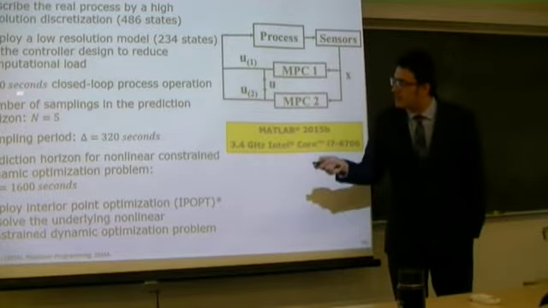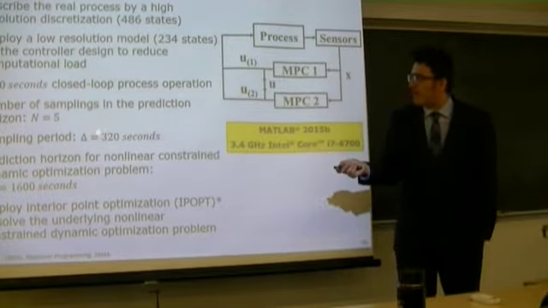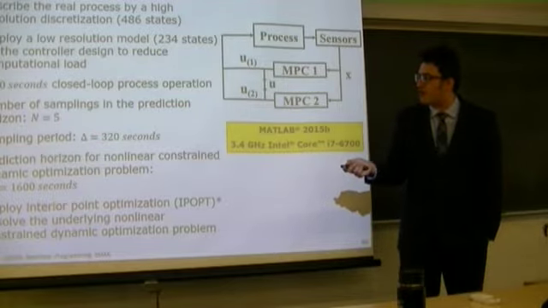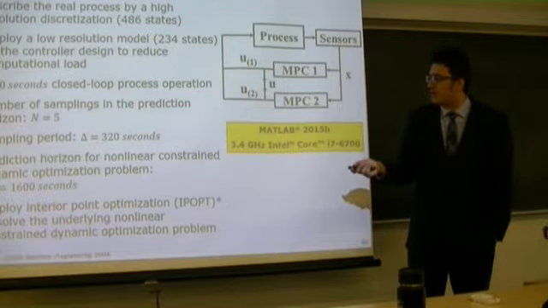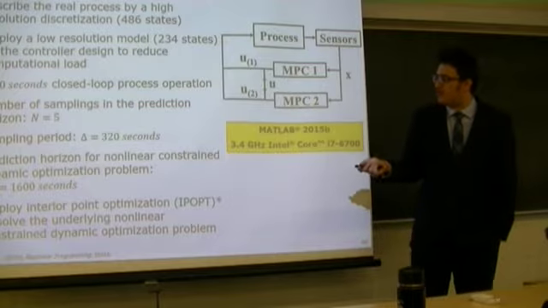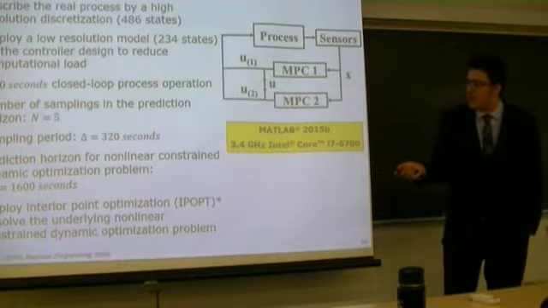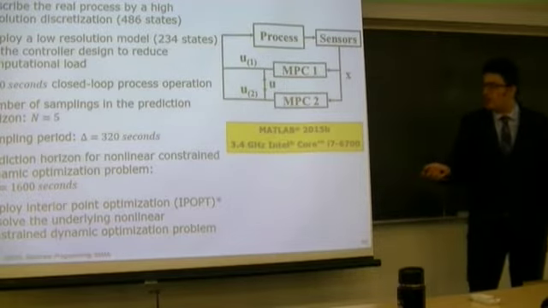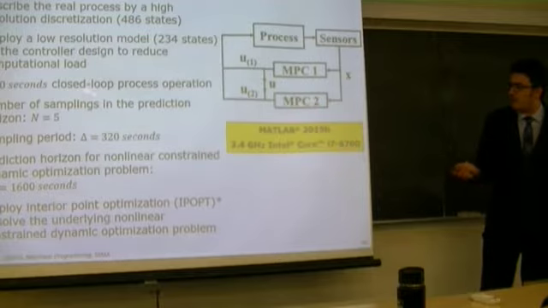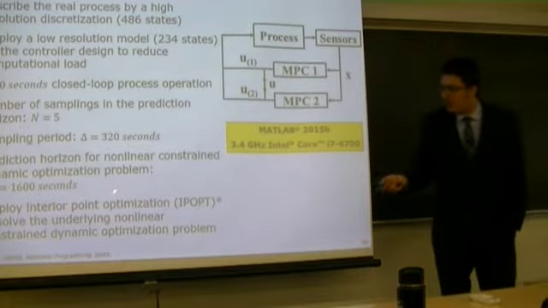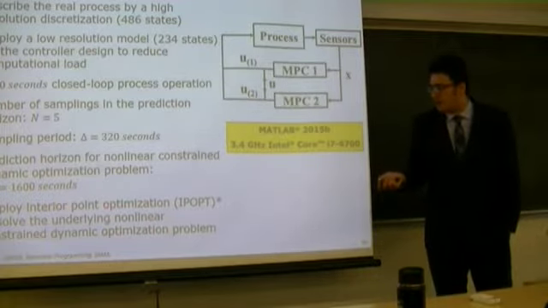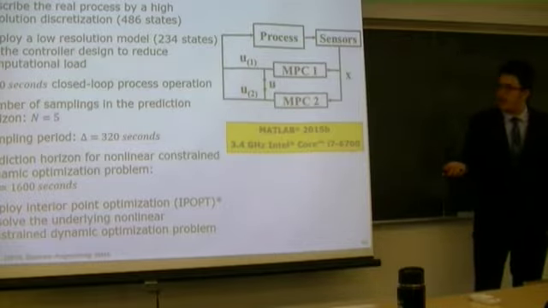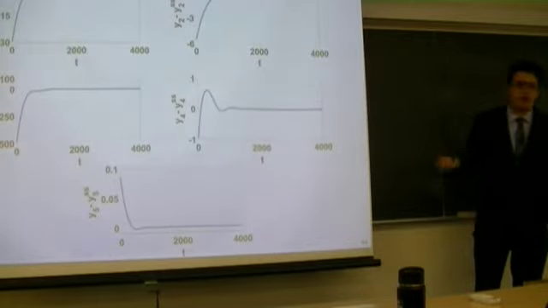We consider 8,000 seconds of closed loop process operation and 5 samplings in the prediction horizon. The sampling period that we consider is equal to 320 seconds, which results in a 1,600 second prediction horizon for solving the dynamic optimization problem. We do all of the calculation in MATLAB 2015 using a 3.4 gigahertz Intel Core i7 processor. We employ the interior point optimization to solve the underlying dynamic optimization problem, and here are the results.